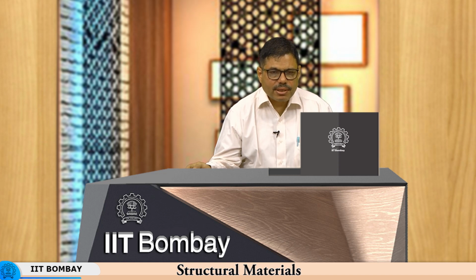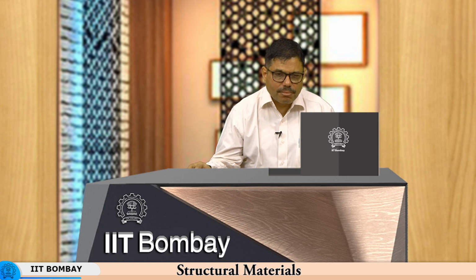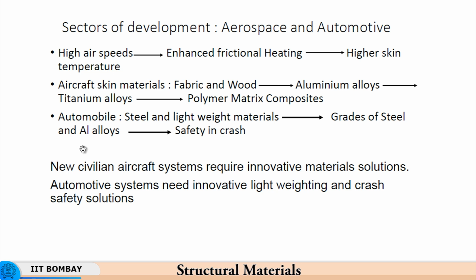Aircraft skin materials included fabric and wood. Fabric and wood used to be used earlier, then it came to aluminum alloys, titanium alloys, polymer matrix composites, and so on. So there is a transition from basic materials. When aircraft were first made, particularly in Italy and by Wilbur and Orville Wright, they would have used fabric and wood, but later people started using aluminum alloys, titanium alloys, and now polymer matrix composites or even metal matrix composites.